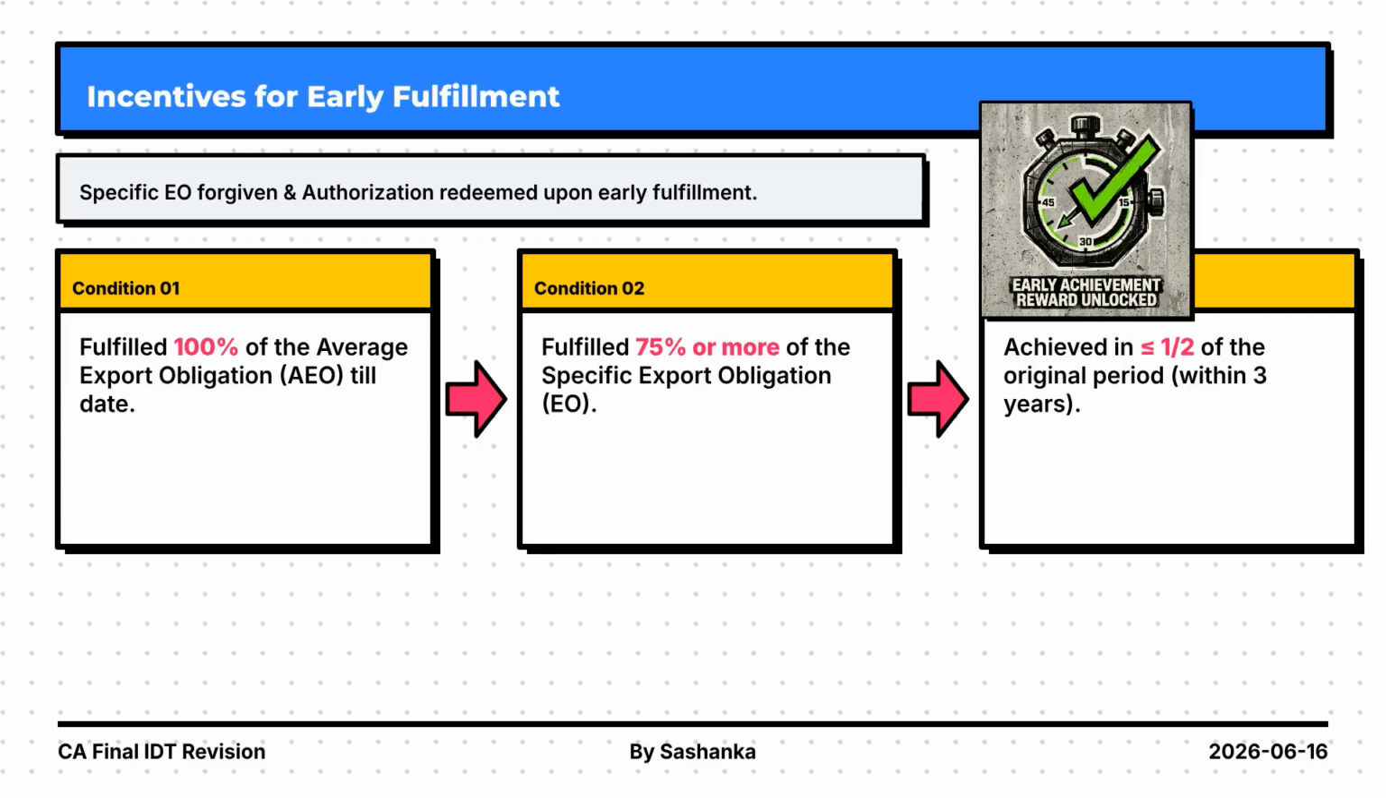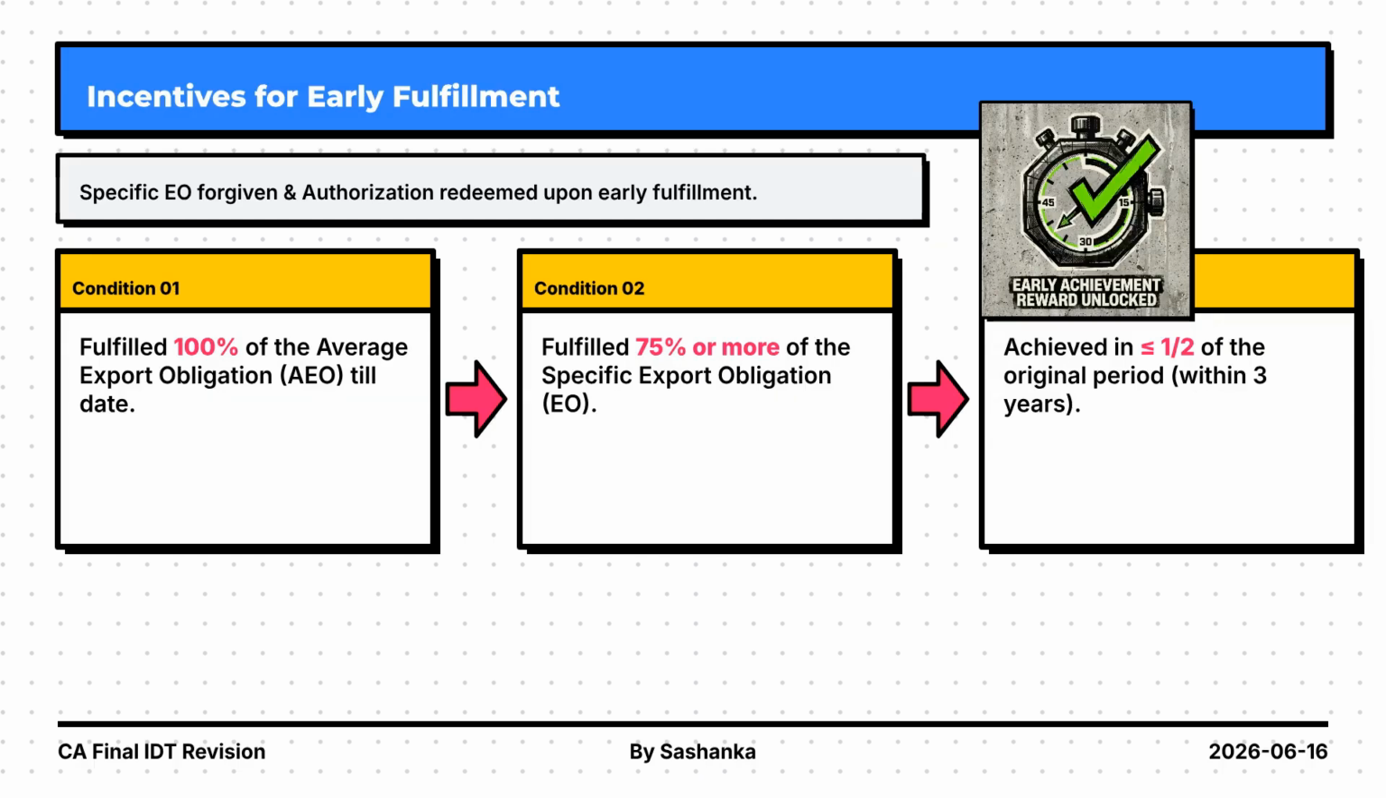The EPCG scheme rewards exporters who achieve their obligations ahead of schedule. Remaining specific export obligation may be condoned and the authorization redeemed if 3 conditions are satisfied. First, 100% of the average export obligation achieved up to that date must be fulfilled. Second, at least 75% of the specific export obligation must be completed.